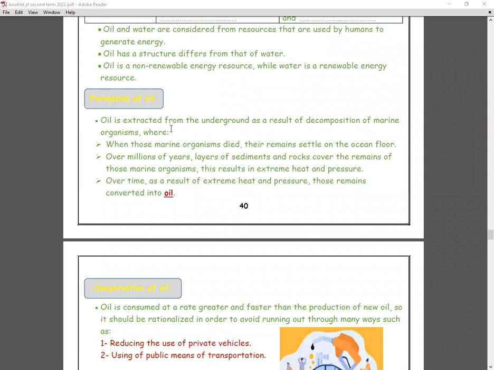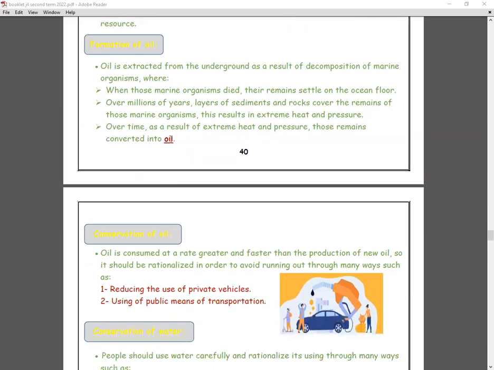Formation of oil. Oil is extracted from underground as a result of decomposition. We said that it is due to sea animals or marine organisms. When these sea animals die, their remains stay in the ground of the ocean or the ocean floor. Over millions of years, these layers start to be covered by specific rocks, which are called sedimentary rocks, covering the remains of those marine organisms. This results in extreme heat and pressure, which are the specific conditions. So over millions of years, the oil will be formed.